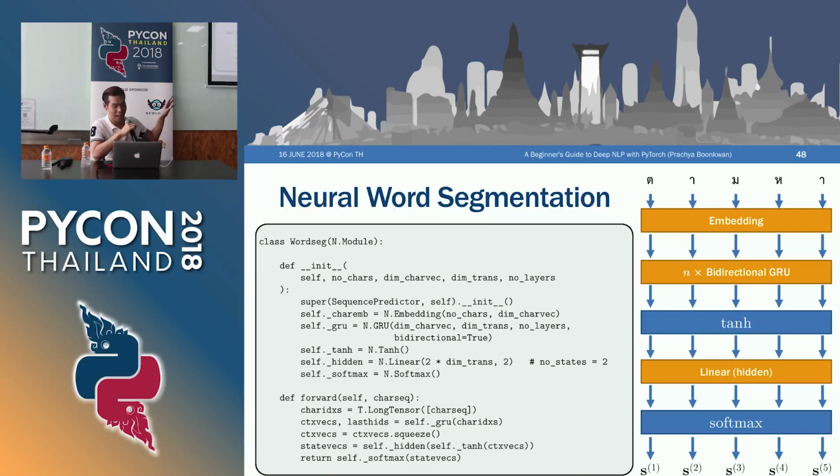Okay, and in the initializer, we declare the layers based on the diagram, just like that. And for the forward, we just input the character sequence, convert that into a long tensor, and pass it through the GRU. Then we squeeze them, apply the hyperbolic tangent on the resulting context vectors, and then the hidden layer. And finally, we apply the softmax to make it probabilistic. That's the way we do it.